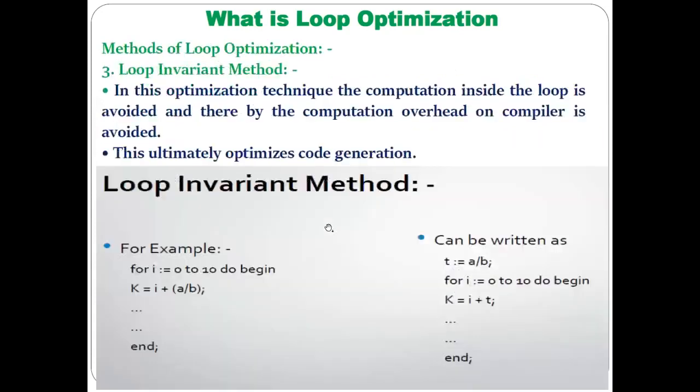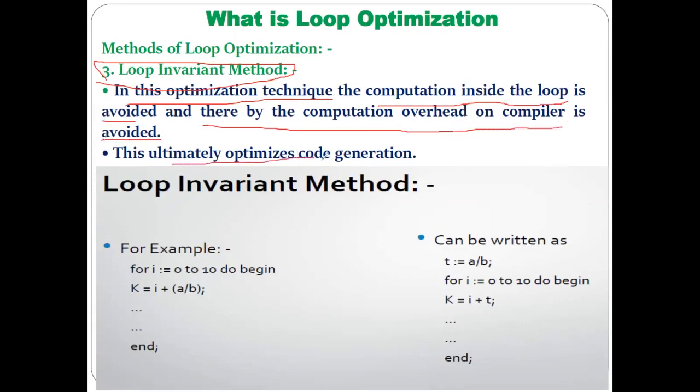Then the next important technique we have is the loop invariant method. Next loop optimization technique, loop invariant method. In this optimization technique, the computation inside the loop is avoided, and thereby the computation overhead on the compiler is avoided. This ultimately optimizes the code generation. What is happening in this technique? If some particular processing happening inside the loop can be done outside the loop, then such a technique is referred to as loop invariant code motion. Let's see an example.